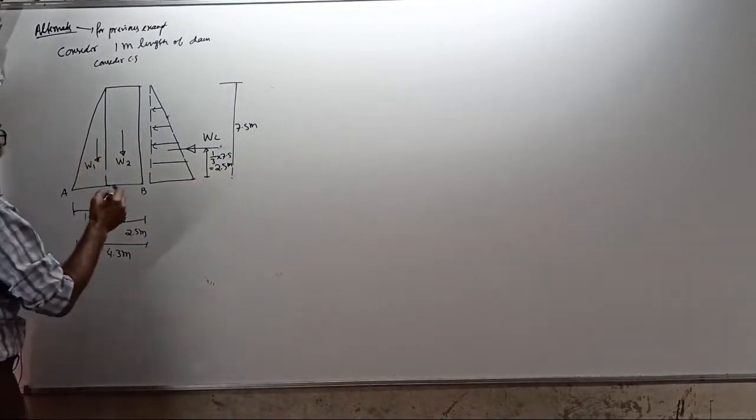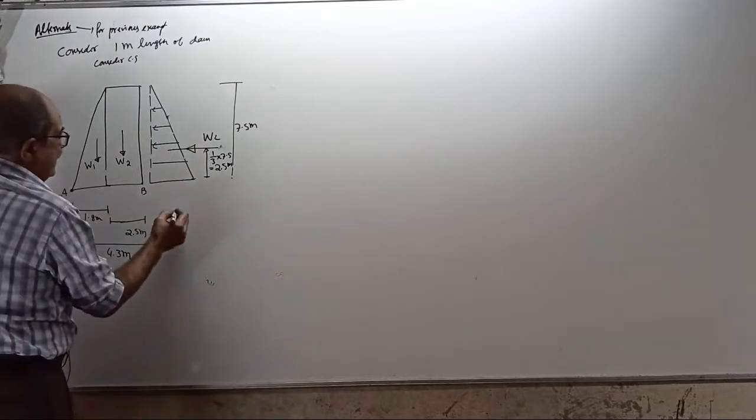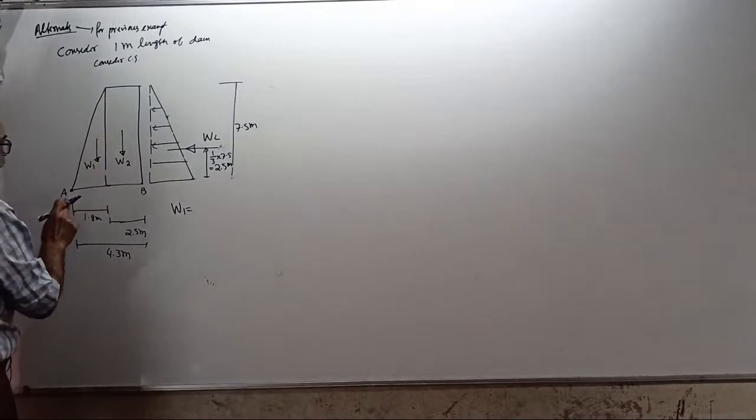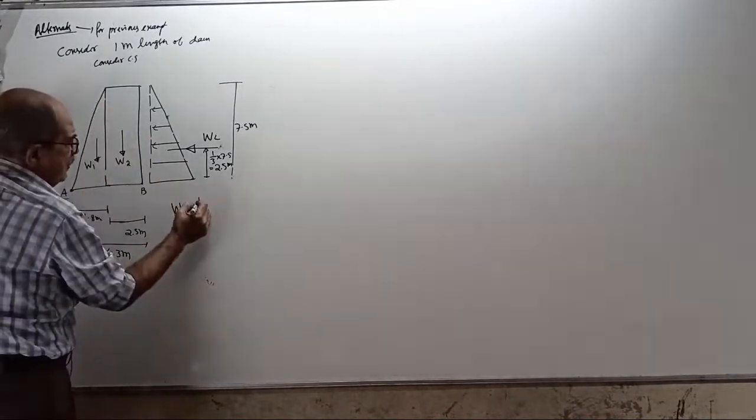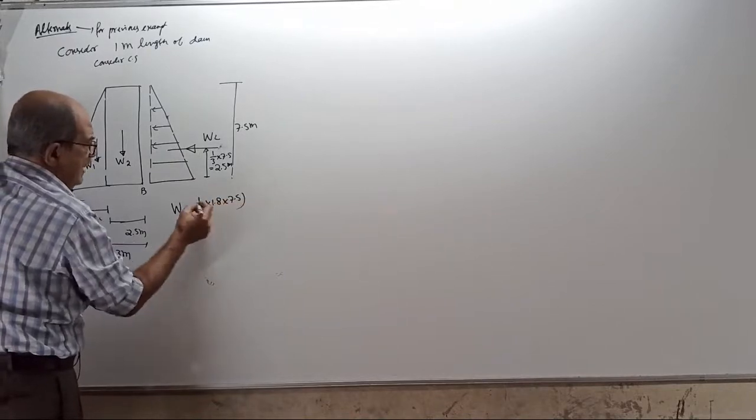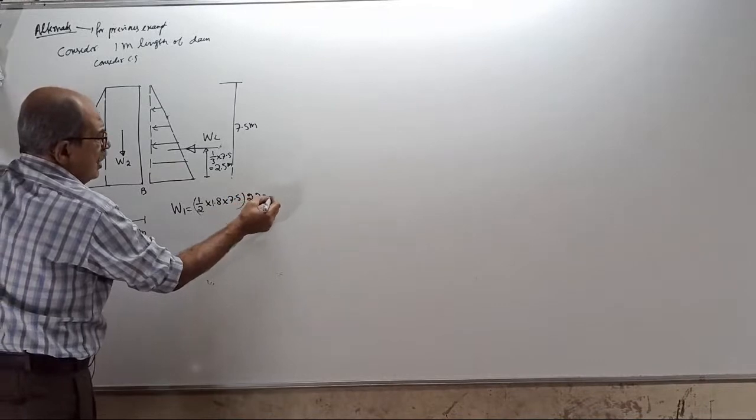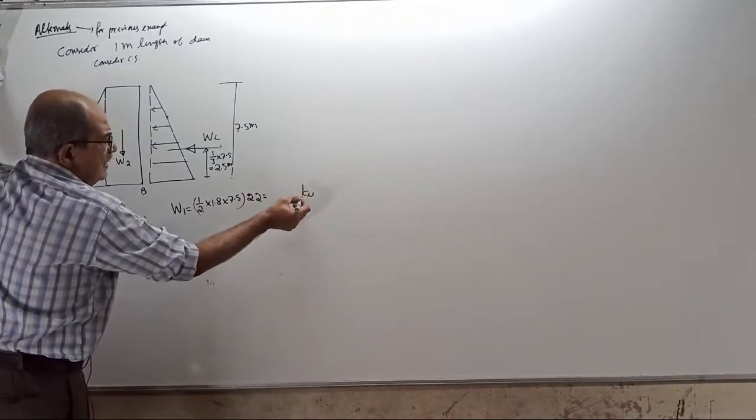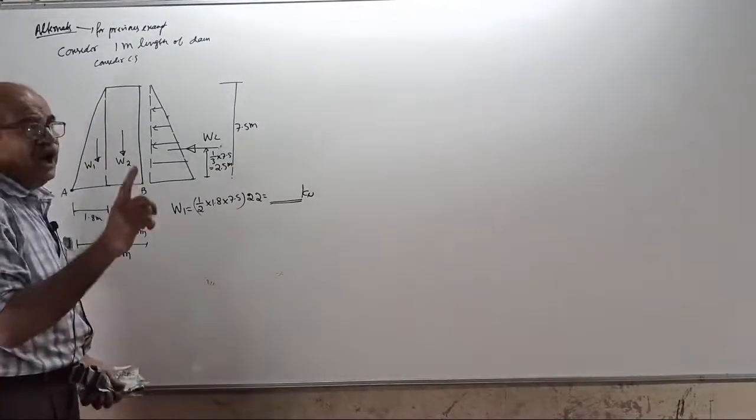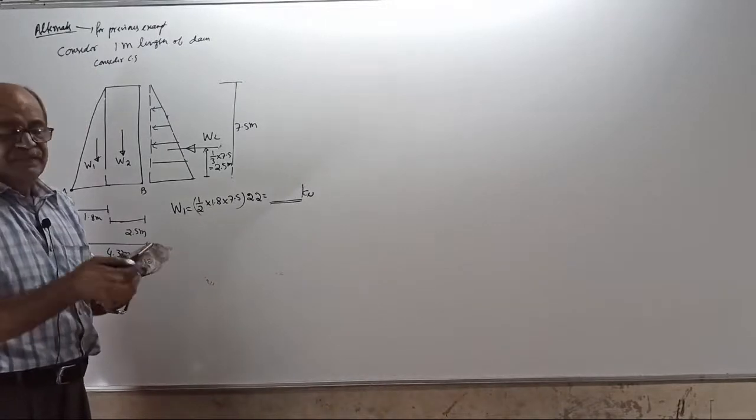Okay, now this is a very important point. Calculate W1 equal to half into 1.8 into 7.5. Half into 1.8 into 7.5 is the area, into length 1, density is 22 for dam. Tell the answer. It will come in kilonewton for 1 meter length. You know yesterday. What is the answer?